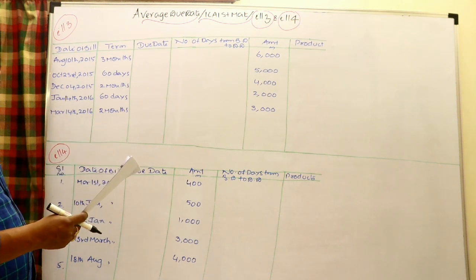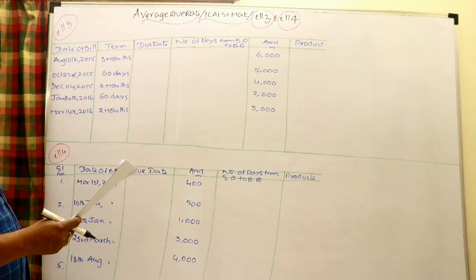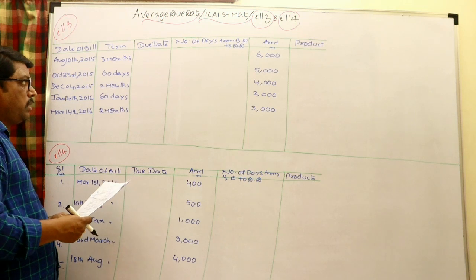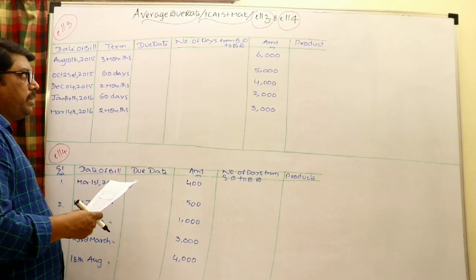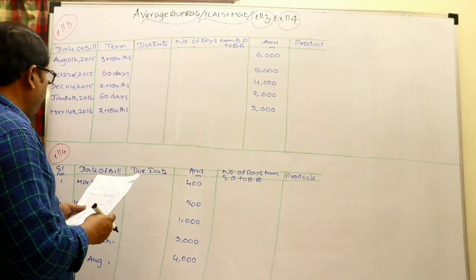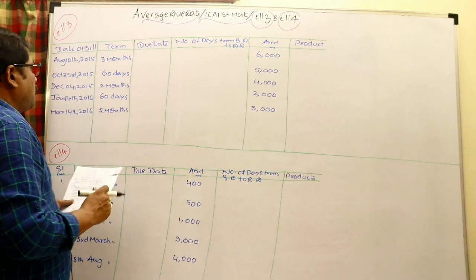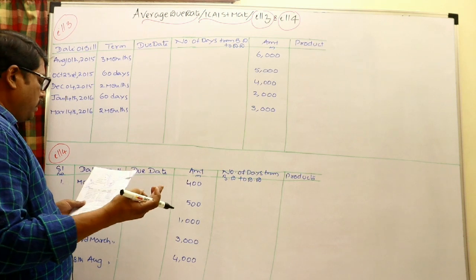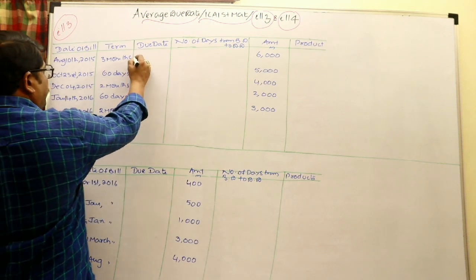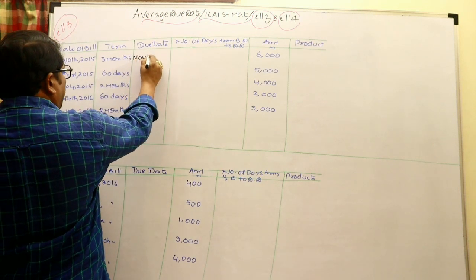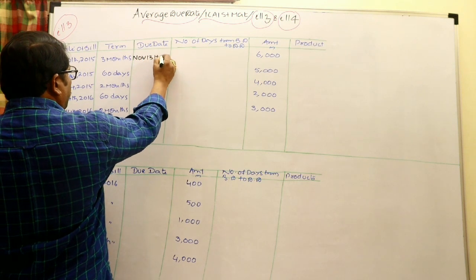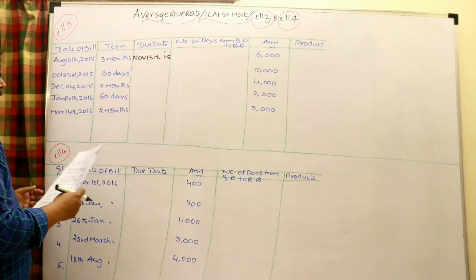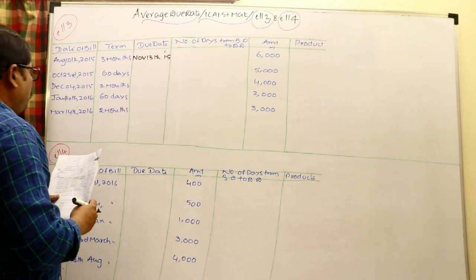First you have to calculate the due date by adding the number of months plus 3 grace days. You will get the due date, and then you can select one base date. Let us continue the remaining problem. August 10th, 3 months: August 10th, September, October, November 10th, plus 3 grace days, November 13th 2015 is the due date.